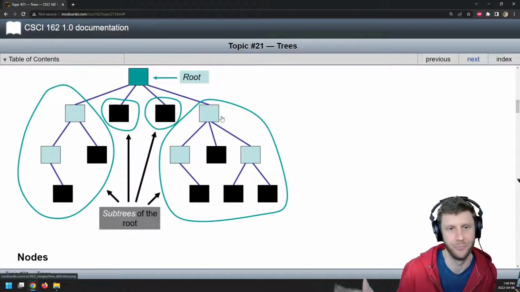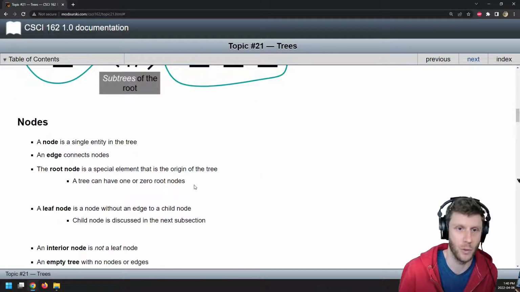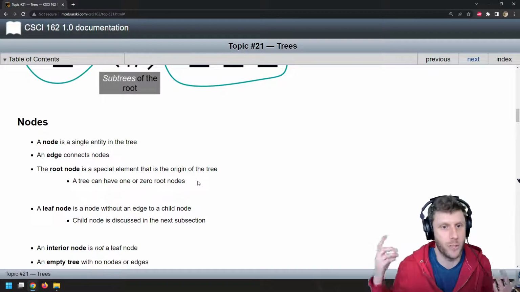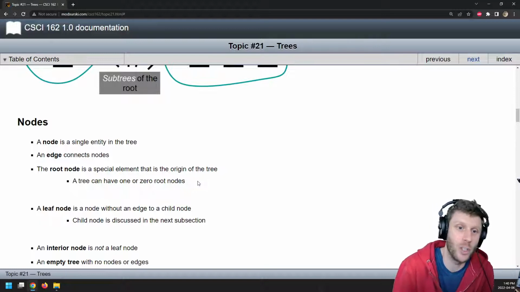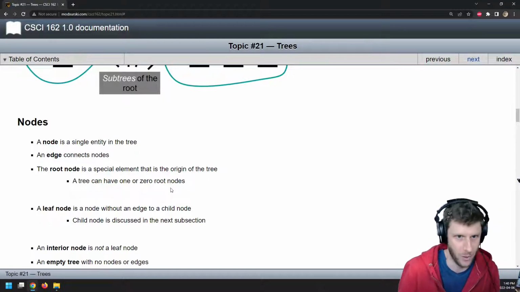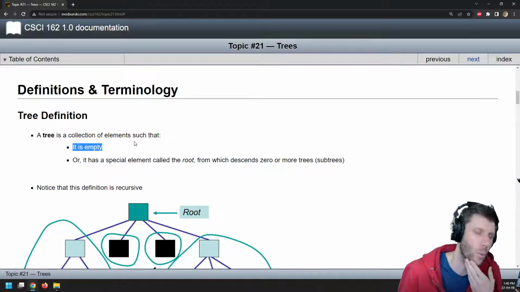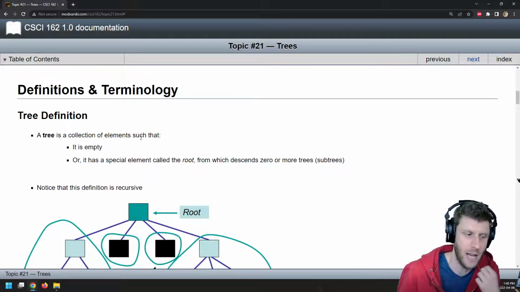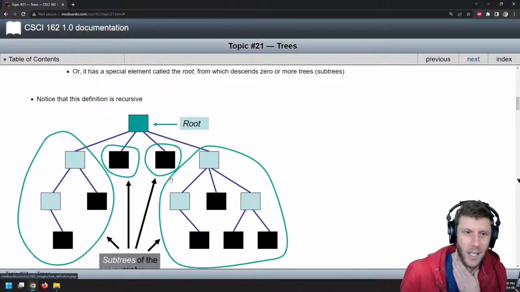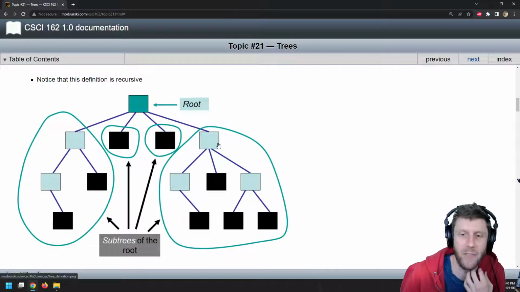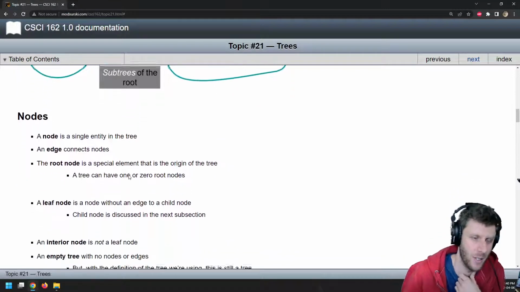The root node is the special node that is the root or the origin of the tree. Any given tree can have 0 or 1 root nodes, because an empty tree is still a tree. It's kind of weird, right? You can think of the empty string. You can have a string that has nothing in it, but it's still a string. You can have an empty queue. It's a queue, but there's nothing in it. So it's the same idea here with a tree.